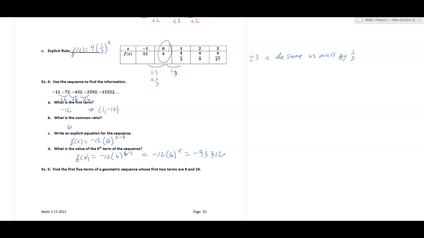And the next one, find the first 5 terms of the sequence whose first 2 terms are 8 and 24. So 8 and 24, they tell us it's geometric, so here's the thing. What is this common ratio going to be? 3, right? So if I multiply by 3 again, 24 times 3 gives you 72. If I multiply by 3 again, I get 216. Multiply by 3 again, 648.